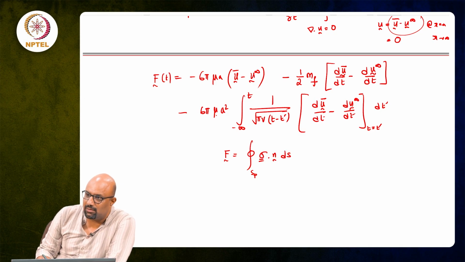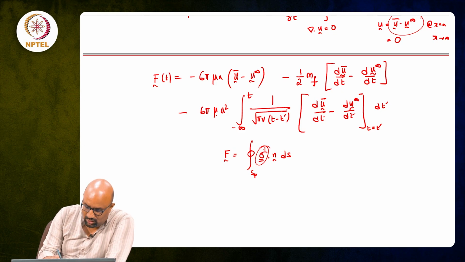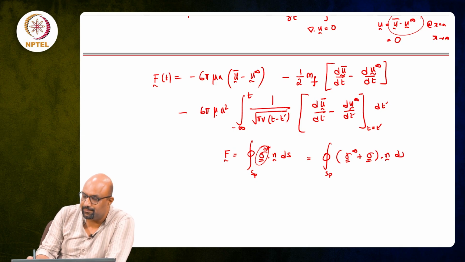Right. Whether you do low Reynolds number or high Reynolds number, it doesn't matter what you are doing. Now, what is sigma here? It is the stress tensor, but what stress tensor is it? Is it the total stress tensor or the disturbance stress tensor? It is the total stress tensor, which can be written as the imposed flow's stress plus that due to the disturbance.